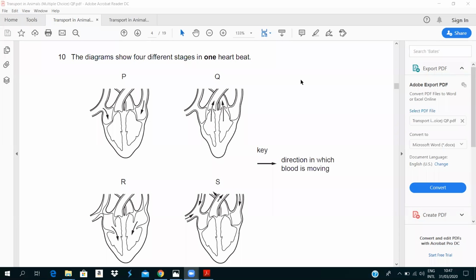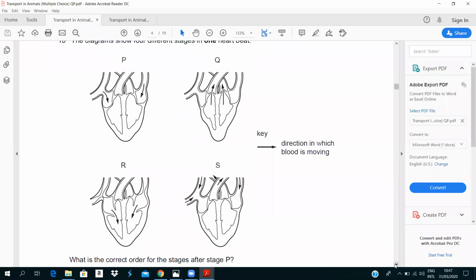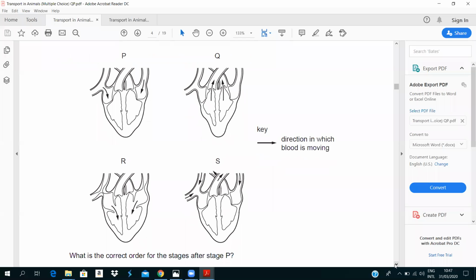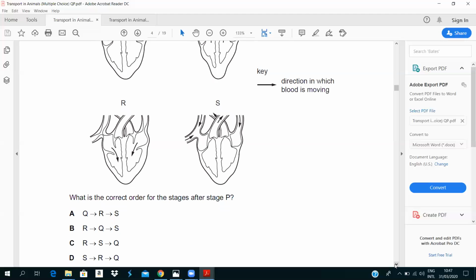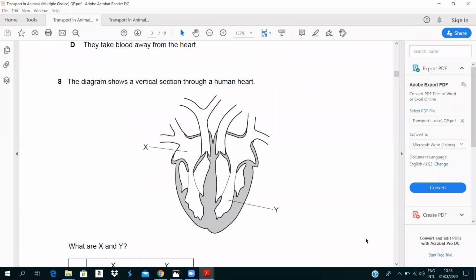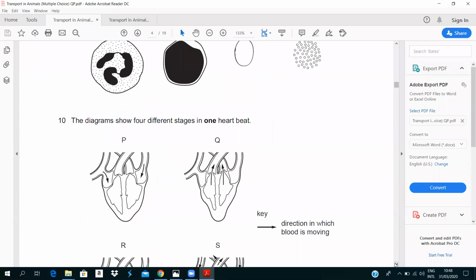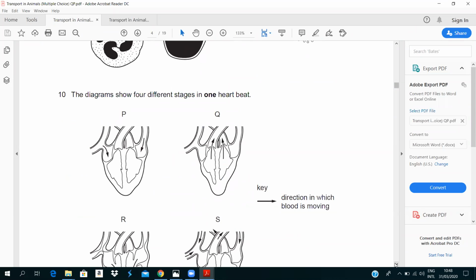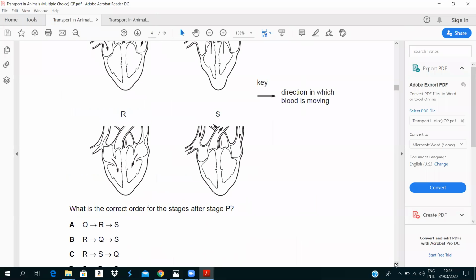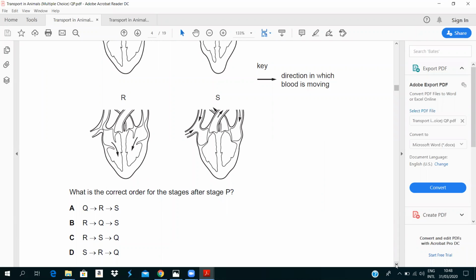Yes, the diagram shows 4 different stages in one heartbeat. Thanks. You see the key direction, P, Q, R, and S. You see it well? Yes. What is the correct order for the stages after stage P? That is stage P here, in front of you. Go in the direction of the blood. Which is the correct order for the stages after stage P? Is it A or B or C or D? What's your opinion? B. You said B? Yes. Thanks a lot. R, then Q, then S. Thanks, my student. Inshallah.